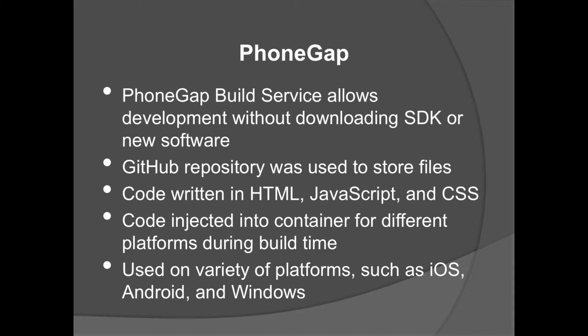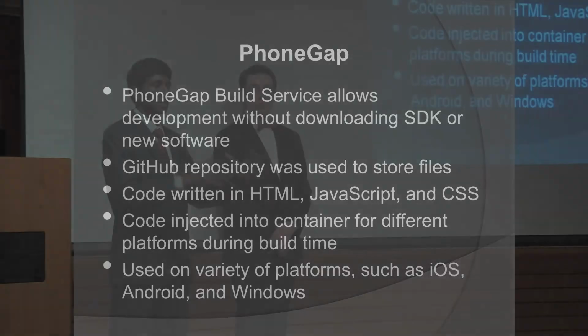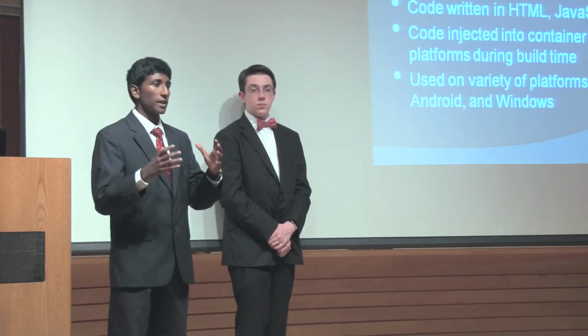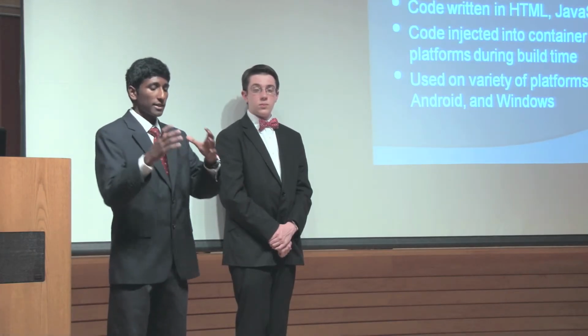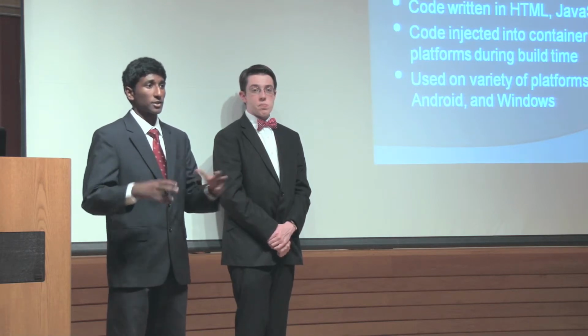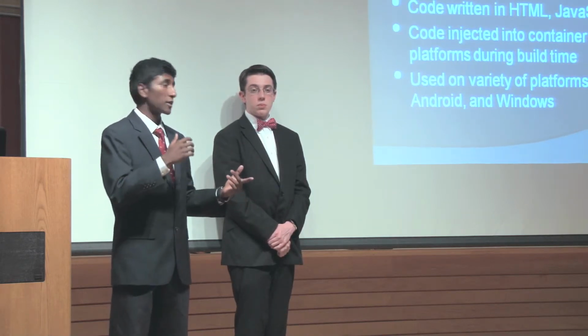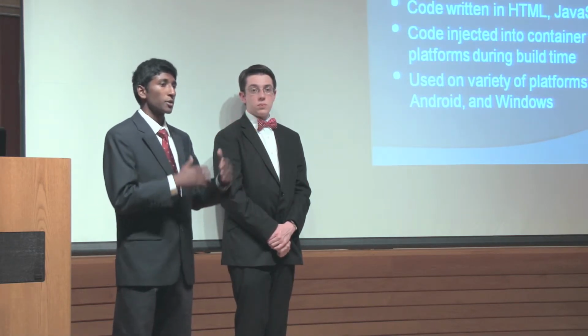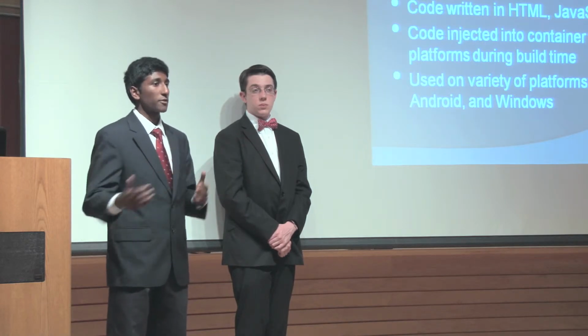So the code is written in HTML, JavaScript, and CSS. HTML is kind of like the body, JavaScript is kind of like the logic, and CSS is more like the formatting. The code is then injected into a container for different platforms during build time. You can think of the code as a little box, and the containers as bigger boxes. During build time, depending on what platform you want, you basically put your code in different boxes for different platforms. This way you can go for iOS, Android, or Windows. So this is the true definition of going cross-platform.